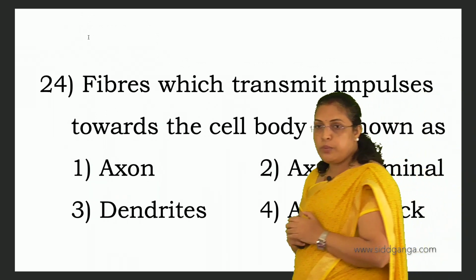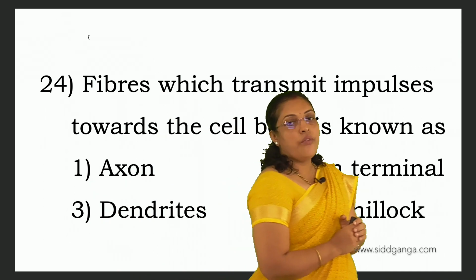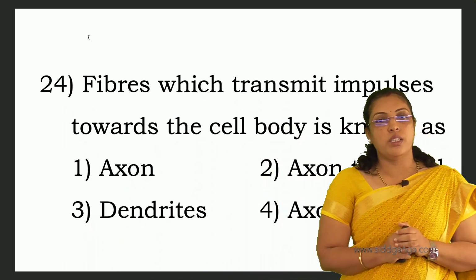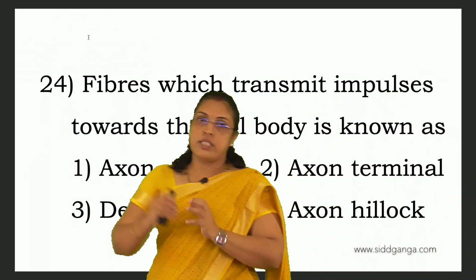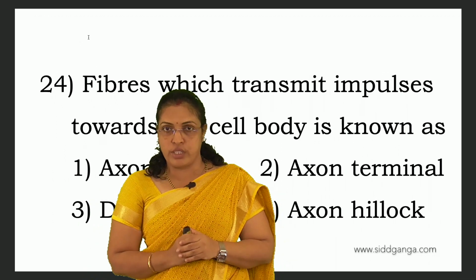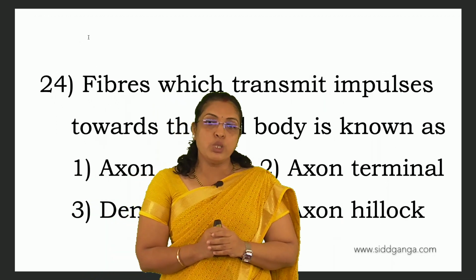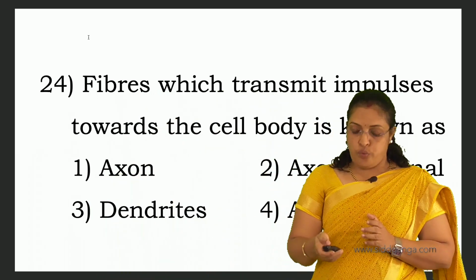Fibers which transmit impulses towards the cell body are known as dendrites. Towards the cell body means dendrites, away from the cell body means the axon. They have asked towards the cell body. So the answer is 3 for the 24th question.